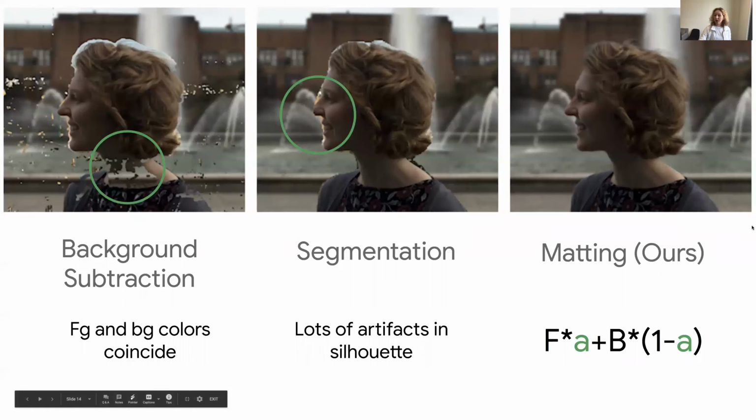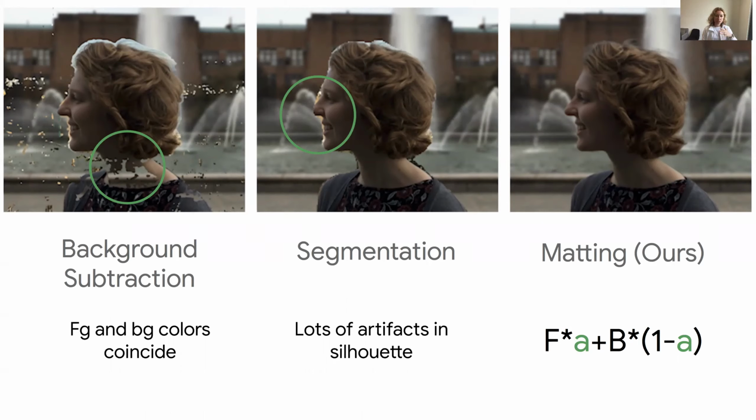Okay, so how are we going to approach this problem? There are three types of approaches to try to solve it. The one that you see on the left here is background subtraction. Background subtraction means that we will try to separate the foreground from the background based on colors or something fancier, but we'll try to subtract the background from the foreground. That can create artifacts due to similarity in colors of the background and the foreground, or similarity in features and so on. The middle one is segmentation, which is similar to what Zoom and similar techniques are doing.